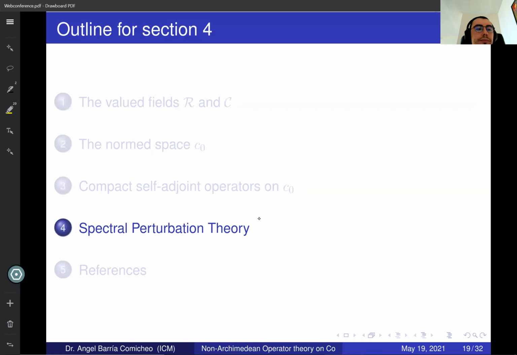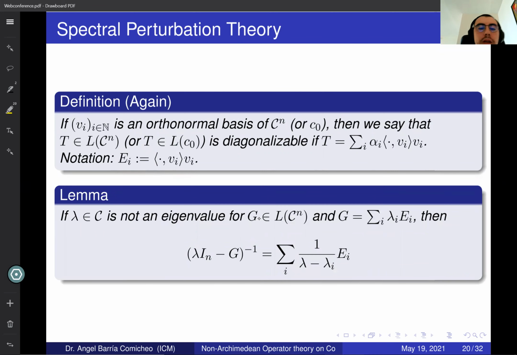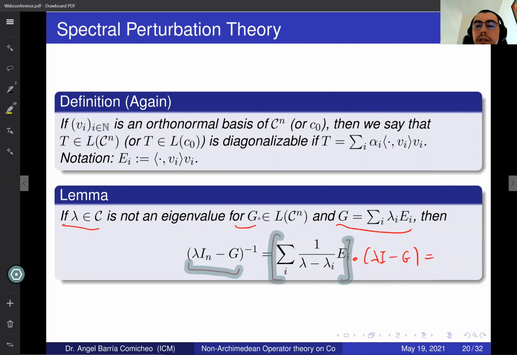So now let's go to the results. Again, just so you do not forget what this symbol means, let's consider the following lemma. If you have a member of the complex Levi-Civita field that is not an eigenvalue of a matrix or operator of finite rank that is diagonalizable, then the inverse of this operator is given by this formula. This is a very well-known lemma, and the proof is quite simple. You just compute this operator with lambda I minus G, and this is a straightforward computation that will give you the identity. If you do the computation in the other order, you also get the identity. So that's a proof for this lemma. We will use it later.